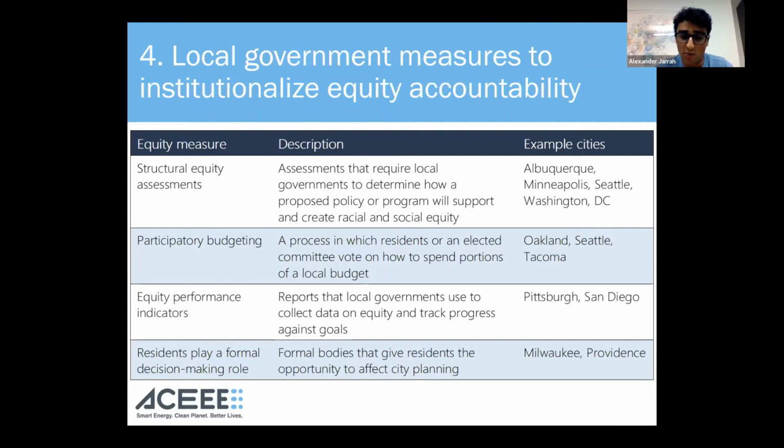Oakland, Seattle, and Tacoma all have used this process in the past. Equity performance indicators. These are reports that local governments use to collect data on equity and track progress. Pittsburgh and San Diego come to mind there. And residents playing a formal decision-making role. Some cities will create formal bodies that give residents the opportunity to affect city planning. So in a climate context, we have Milwaukee and Providence there.